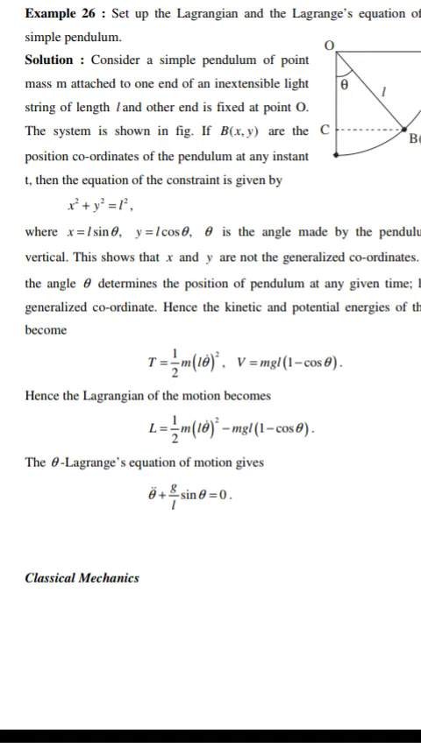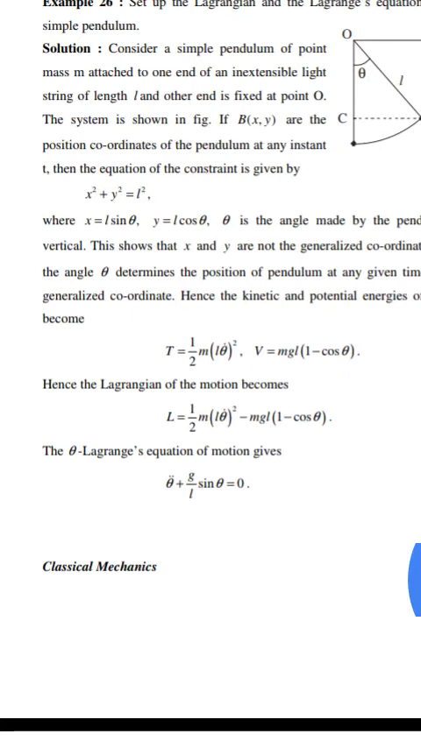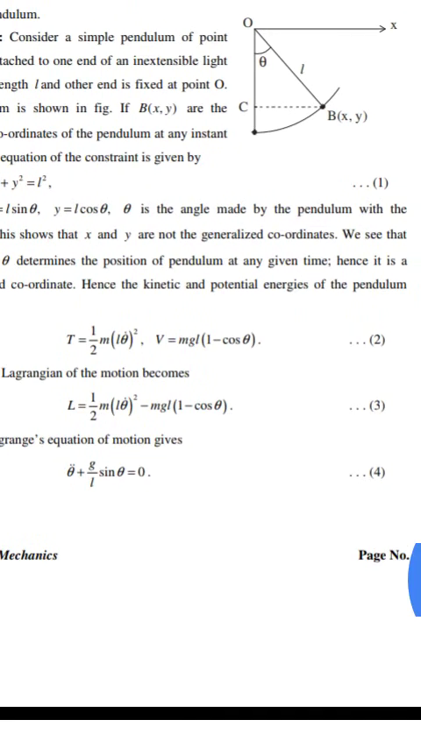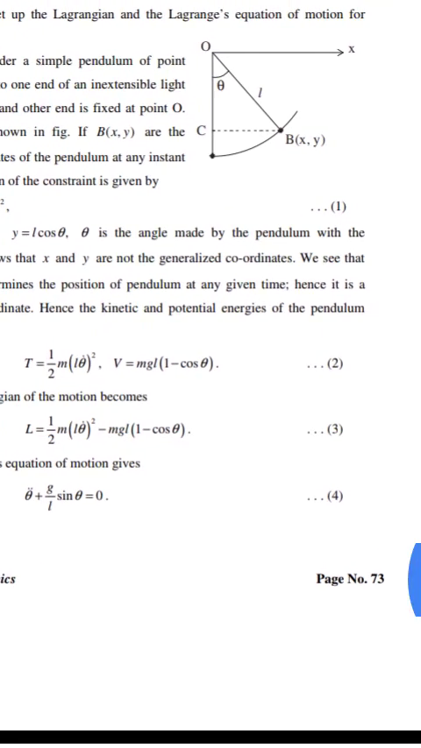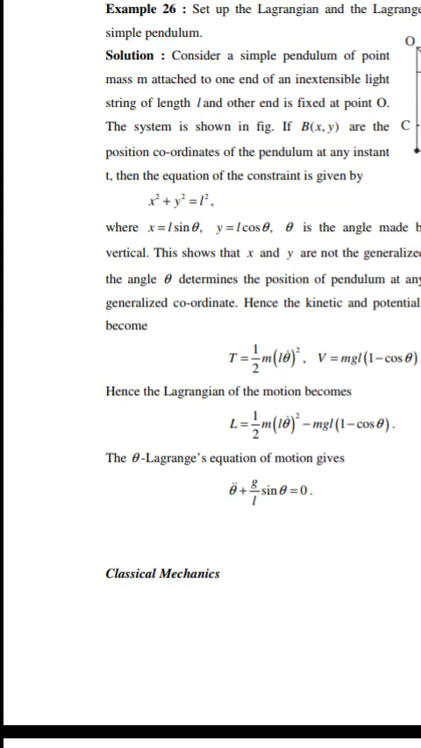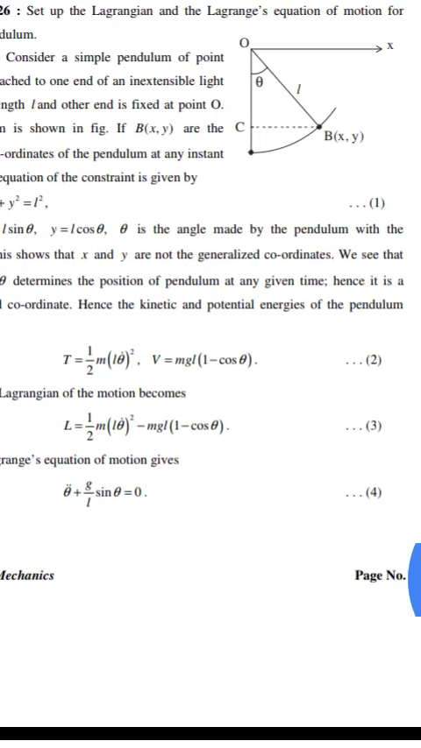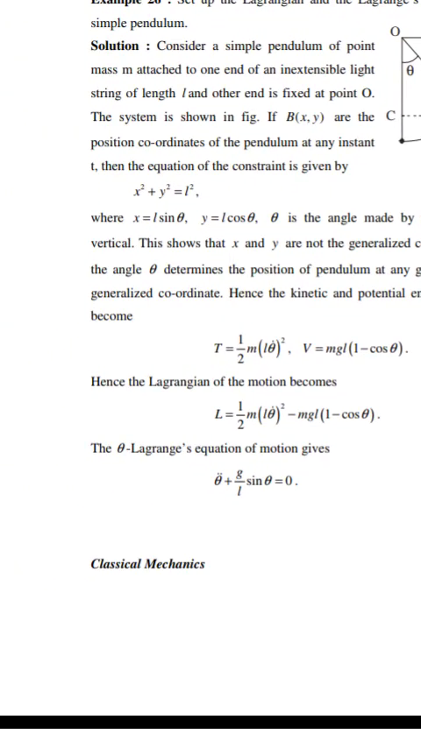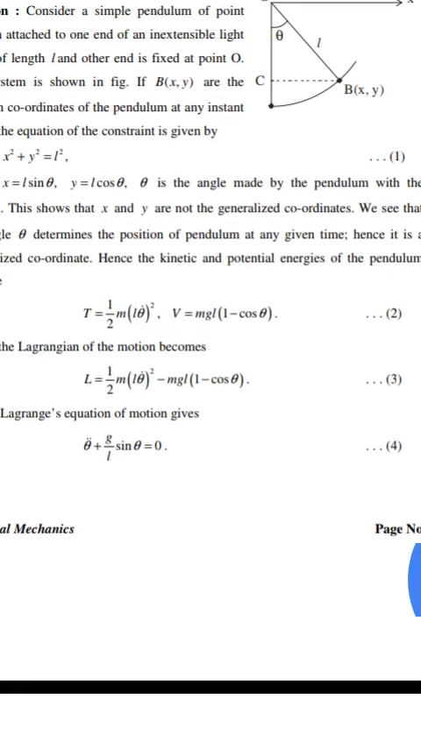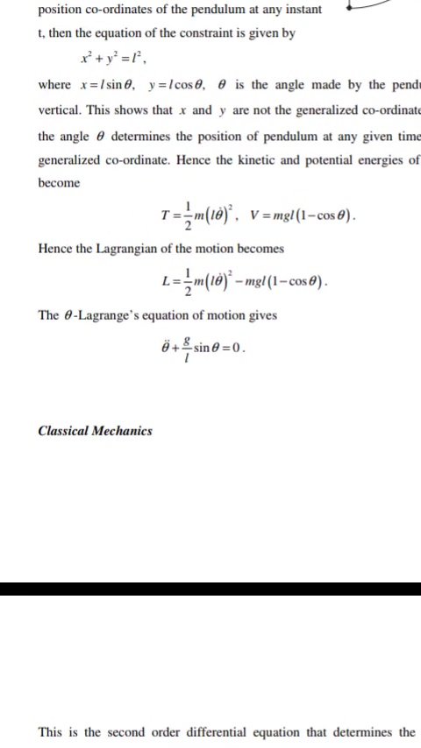Therefore, because there is a right angle triangle, x is equal to L sin theta, y is equal to L cos theta, our polar coordinates of x, y, and theta is the generalized angle made by the pendulum with the vertical. This shows that x and y are not generalized coordinates. We see that only theta determines the position of the pendulum at an instant of time t. Hence, it is a generalized coordinate.